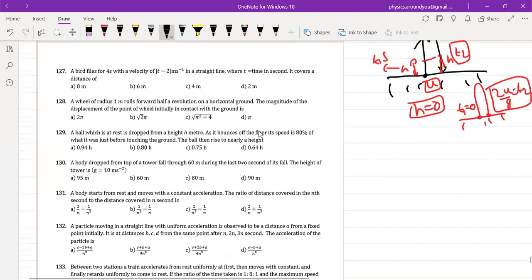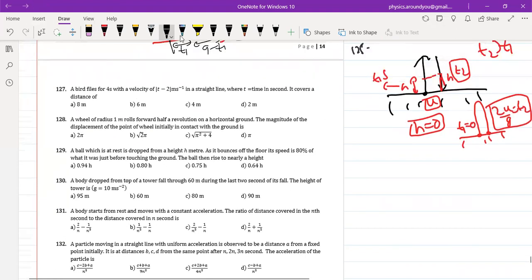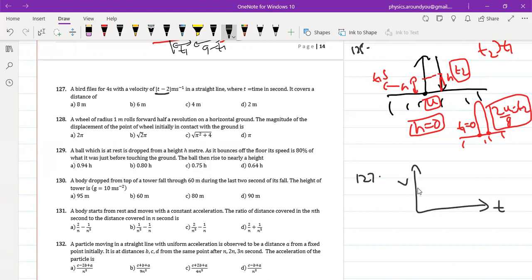Question number 127. A bird flies for 4 seconds with a speed mod t minus 2. Whenever mod comes, time to go for a graph. What graph? A VT graph. Mod t minus 2 looks like this. This is 2 seconds. It covers a distance of, and this is 4 seconds, right? I just need to find the area under the VT graph.